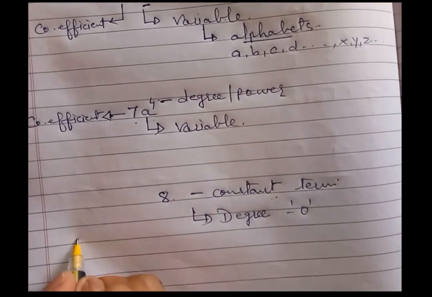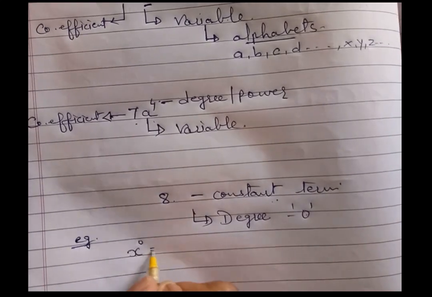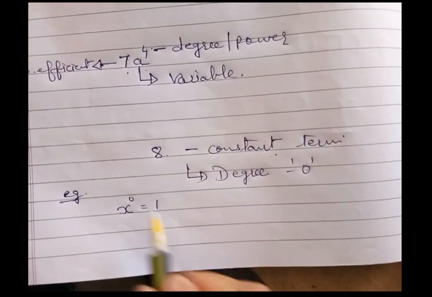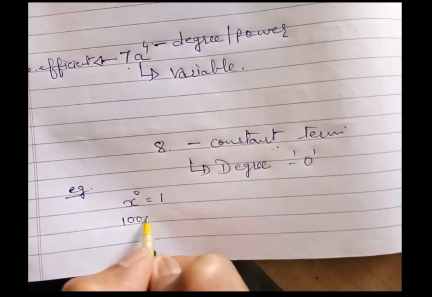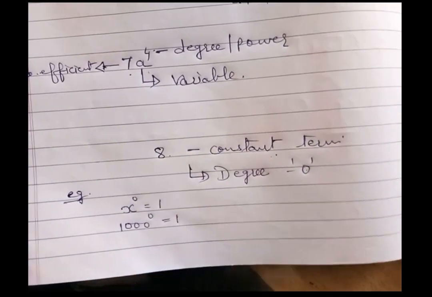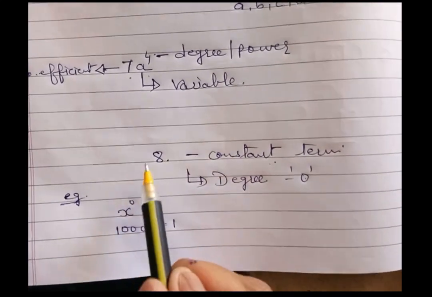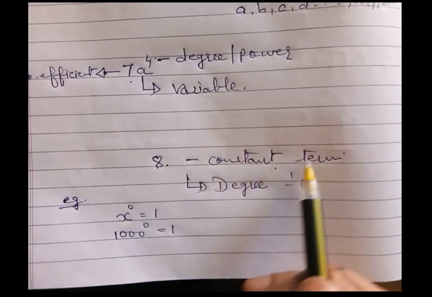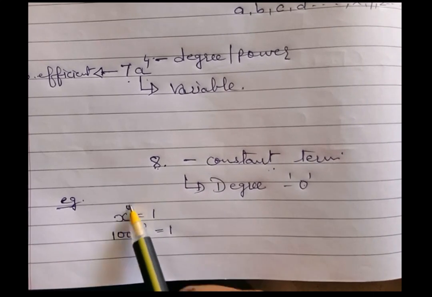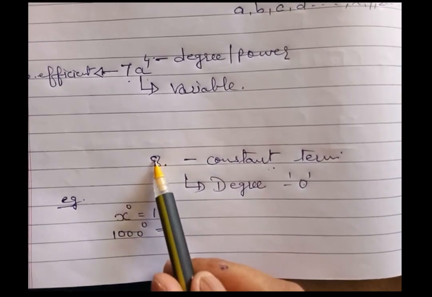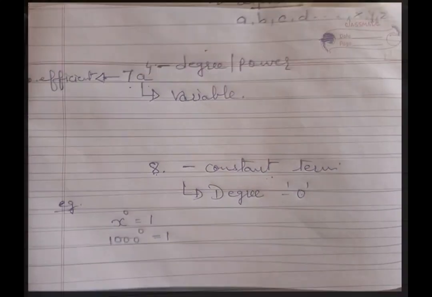Why is it 0? For example, x raised to 0 will be 1. Any number raised to 0 will be 1, right? If I say 1000 raised to 0, the answer will be 1. Now here a variable is not there, only a number is there, that is a constant term, and because of that we count the degree of that variable as 0, right? So for any constant term the degree will be 0.